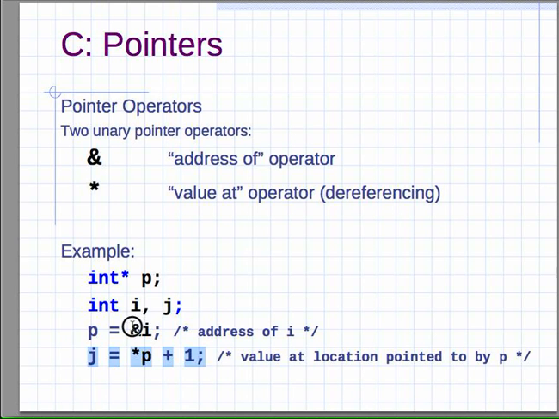On the other hand, if you see something like this, ampersand I, you would read this as get the address of I, store that into P. So ampersand, whenever you see that, if you want to try to figure out what this operation is doing, you want to read that as address of I. If you see a star, you want to read that as value. What is the value at location pointed to by P? Get that, add 1 to it, store that in J. Okay, so two very basic, very fundamental operators that are used with pointers.